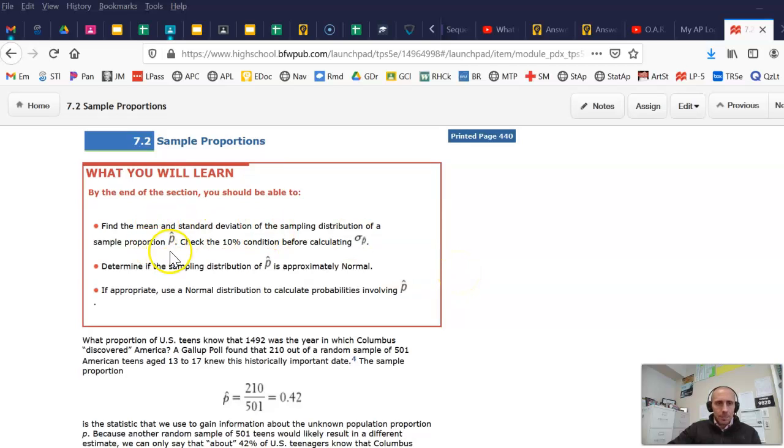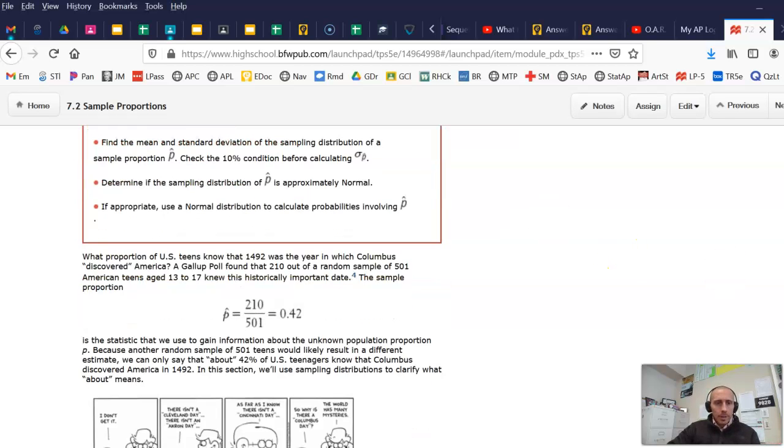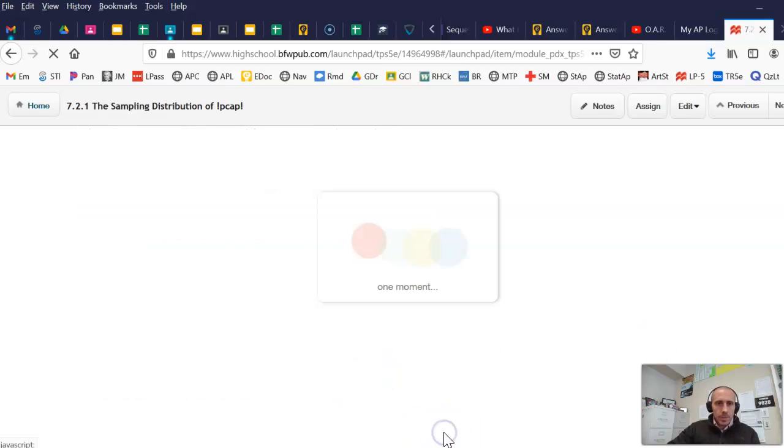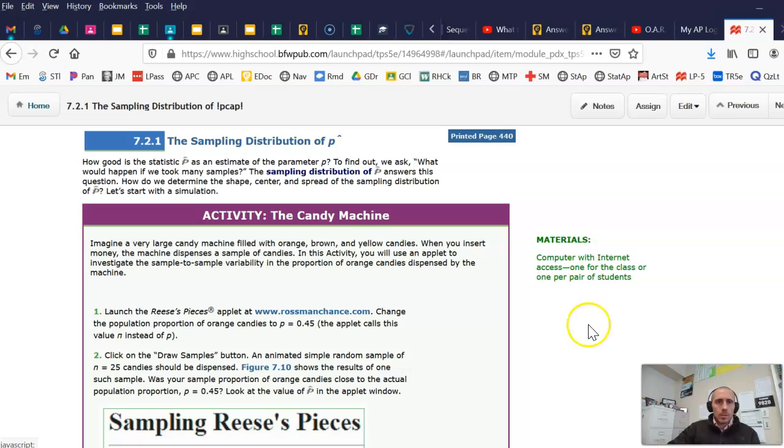So P hat is a sample statistic, and P is a population parameter is what I'm trying to say. All right. So let's take a look. The sampling distribution of P hat, or the sample proportion.